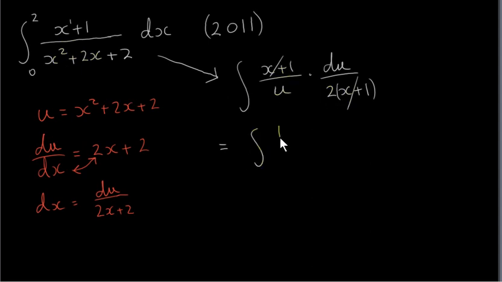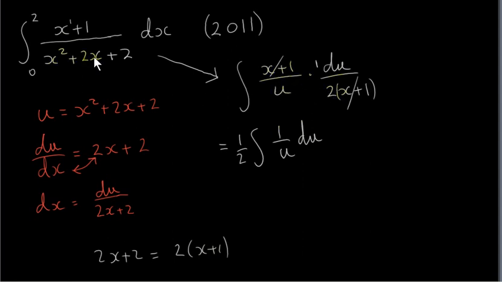Anyway, this integral becomes the integral of 1 over u with respect to u. And I have the 1 over 2 here, which is a half. That's just a constant term. I can stick the 2 in here, but usually what we do is take it outside the integral sign. So x will disappear if the derivative of the denominator is a multiple of the numerator. So the derivative of the denominator is 2x plus 2, and 2x plus 2 is a multiple of the numerator. It's 2 times the numerator. So that's why our substitution worked.